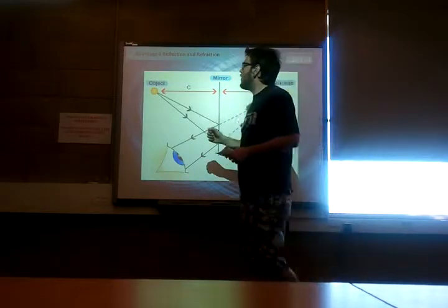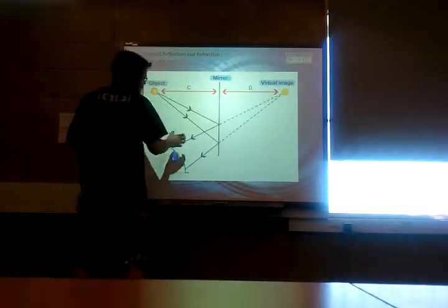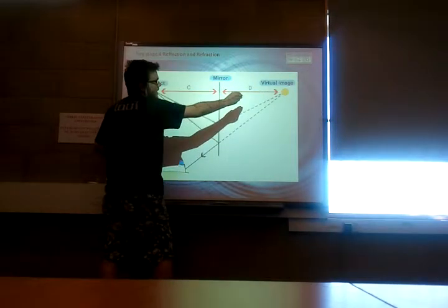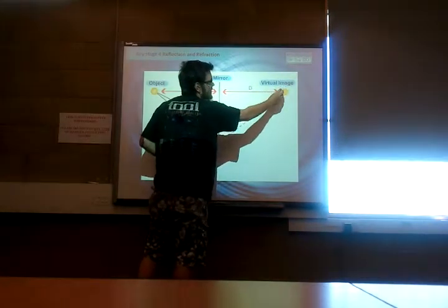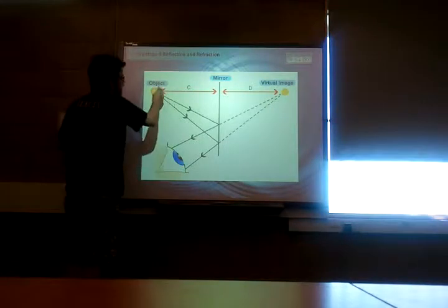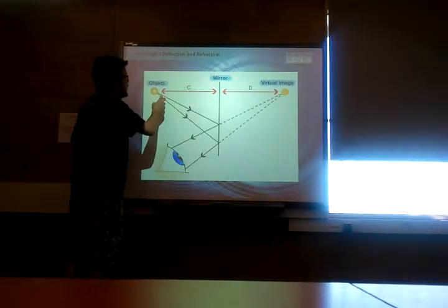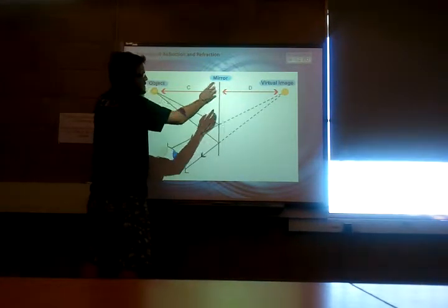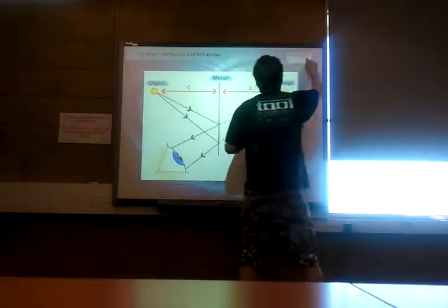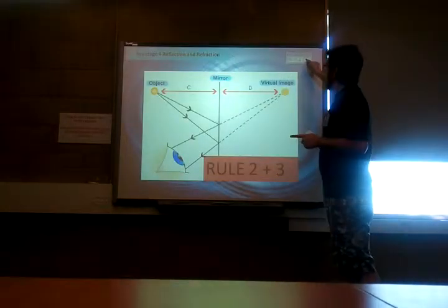Now, the third and final rule of reflection is that this virtual image that you will see will be exactly the same size as the actual object as well. So both the object and the virtual image will be the same size. So that is rules number 2 and 3.